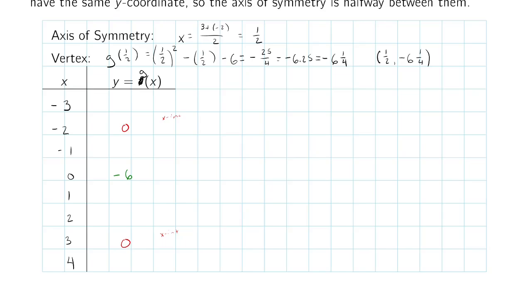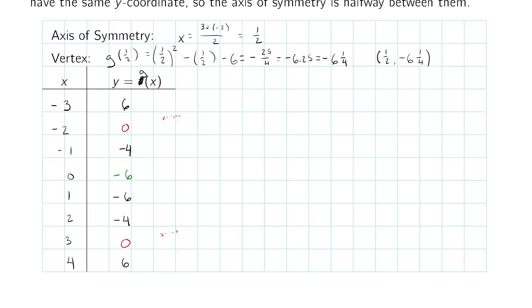For the rest of these points, I'm just going to go through and plug in on my calculator. When x is -3, we'll get +6. When x is -1, we'll get -4. When x is 1, we'll get -6 again. When x is 2, we'll get -4 again. And when x is 4, we'll get +6 again.